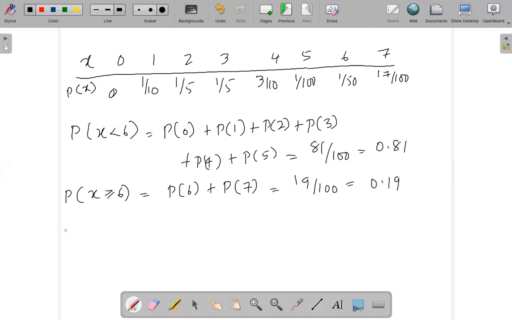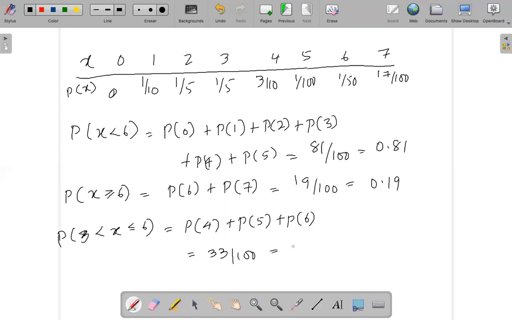And in the next part we were asked to find P of x where 3 is less than x less than or equal to 6. So you have to include P of 4, P of 5, P of 6. That is 0.3.